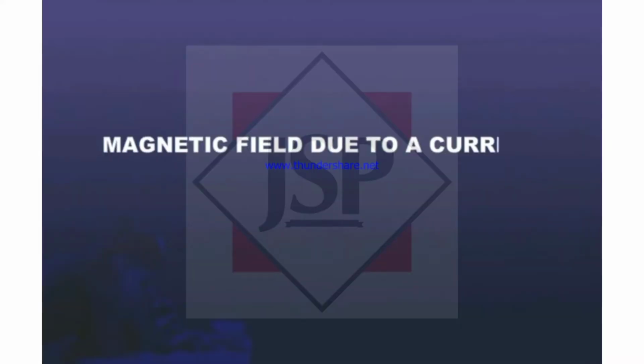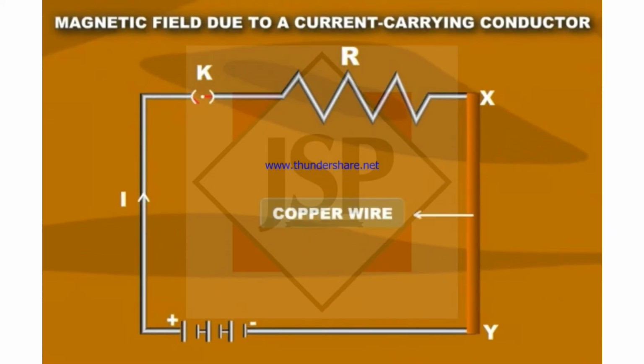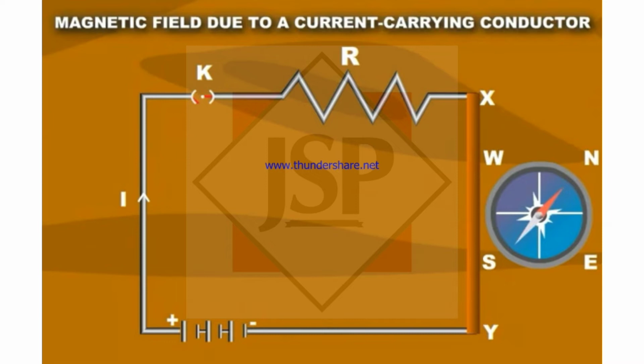Magnetic field due to a current carrying conductor. Let us perform a small activity to understand how an electric current carrying wire behaves like a magnet. Take a straight thick copper wire and place it between the points X and Y in an electric circuit, as shown. Place a small compass near this copper wire. Observe the position of its needle.